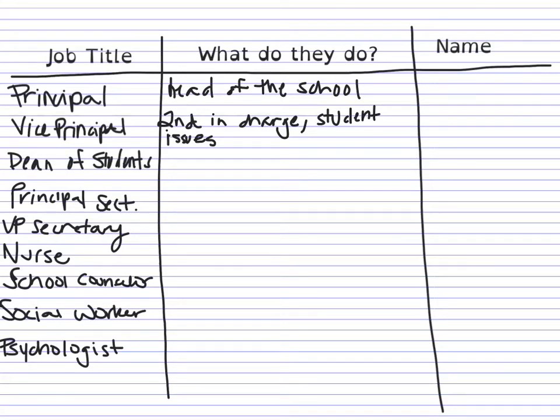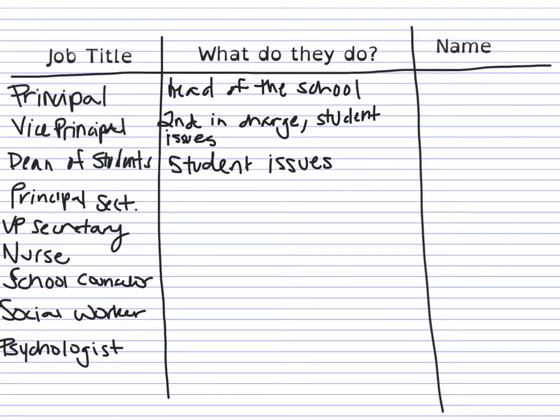Next is the dean of students. So this one might be new to you. A dean of students is very similar to the vice principal. They're actually almost always focused on student issues. So their biggest job is to help students with the issues that they have in terms of behavior, in terms of positive rewards, in terms of awesome academic things. Dean of students is really kind of that go-to person for the students.